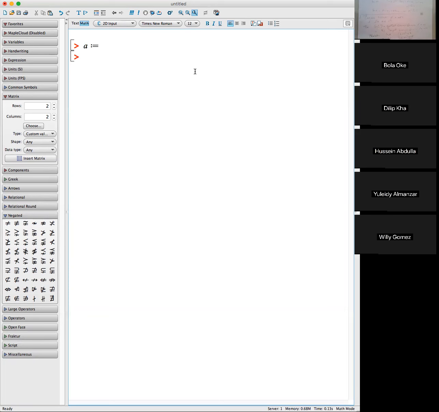Someone give me an integer. Anyone know an integer? 56. Okay, that's fine. Someone give me another integer. 90. Okay. So if you want the integer greatest common divisor, IGCD of A and B is 2. So Maple will calculate the greatest common divisor.